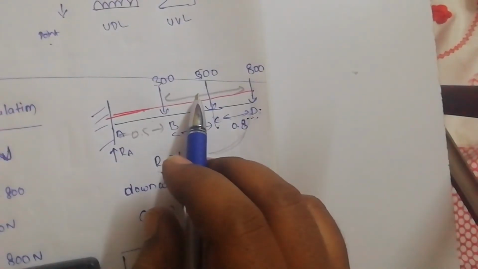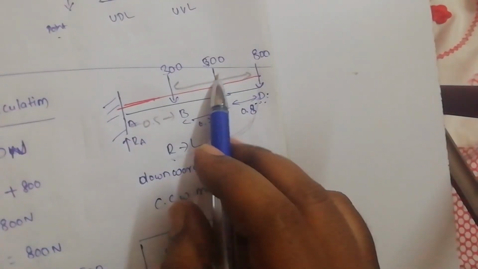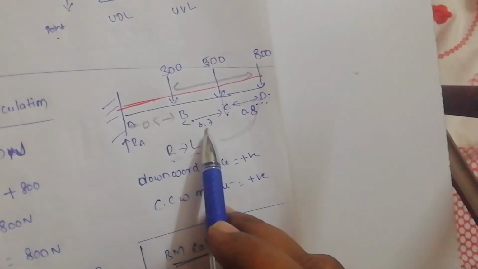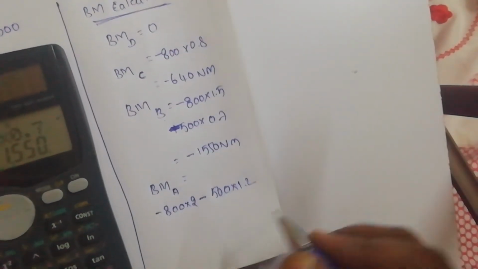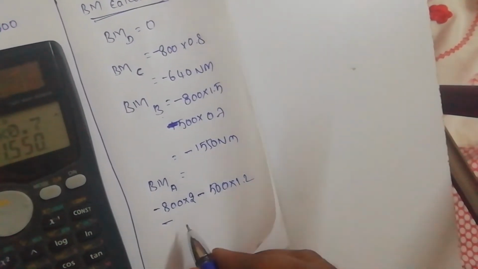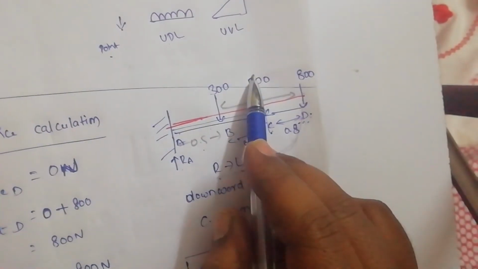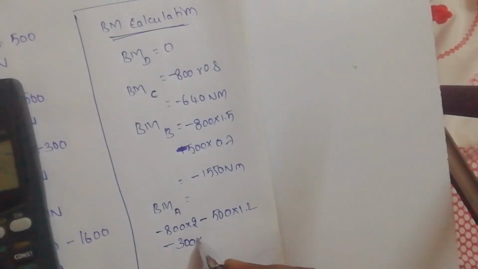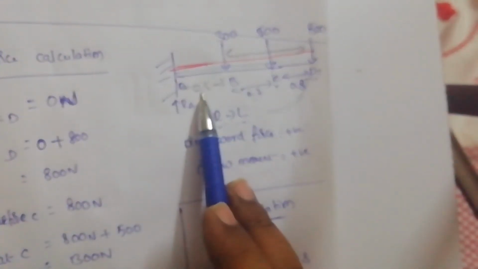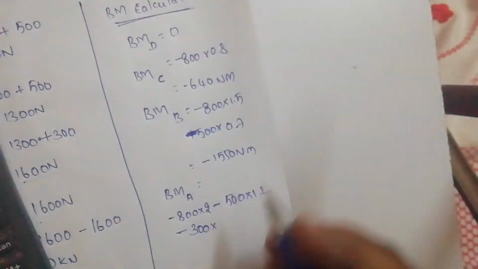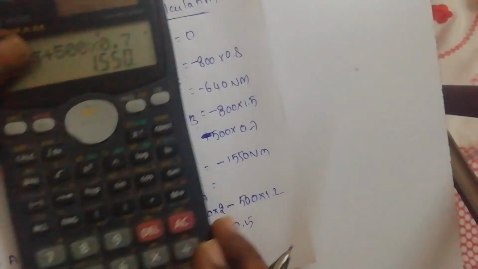The next load we have is 500, so minus 500 into the distance from 500 to point A. From here to here you have to take 0.7 plus 0.5, that is 1.2. Next, we have solved 800 and 500, the next load left is 300, so minus 300 into the distance from the 300 load to point A, which is 0.5.